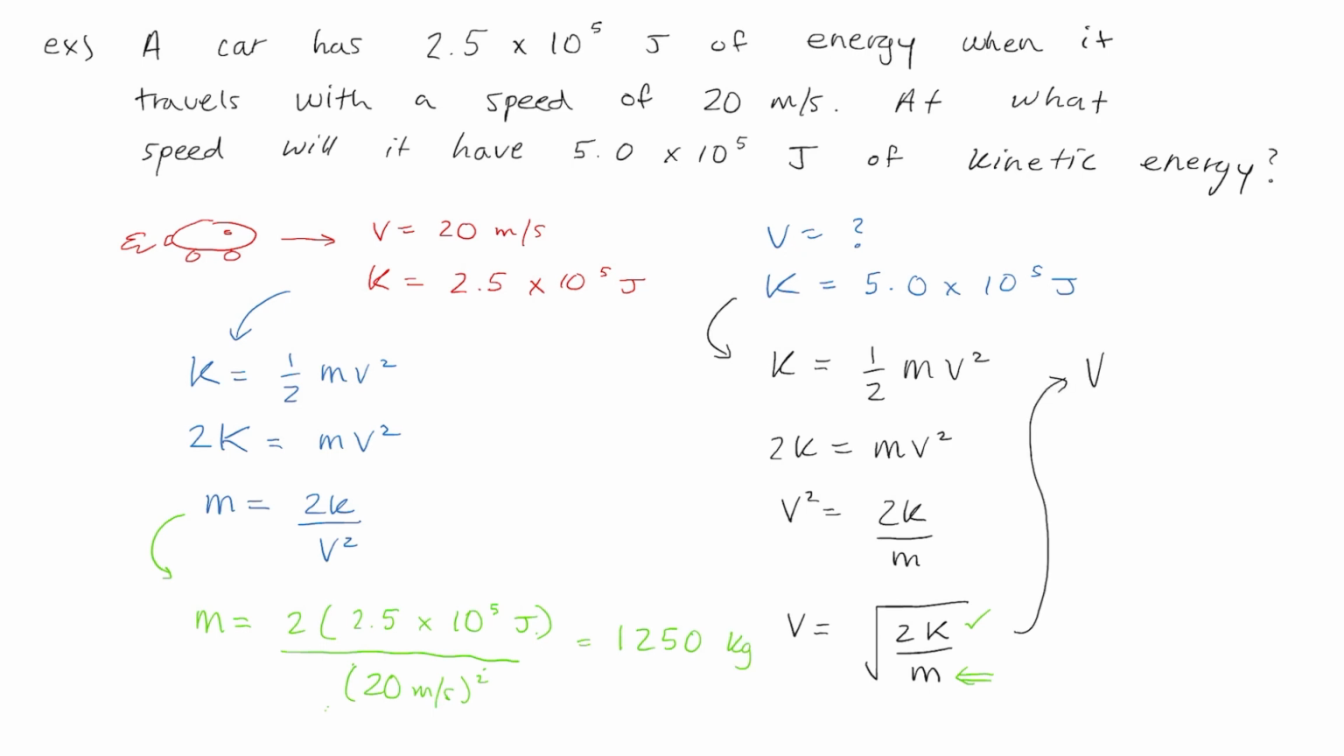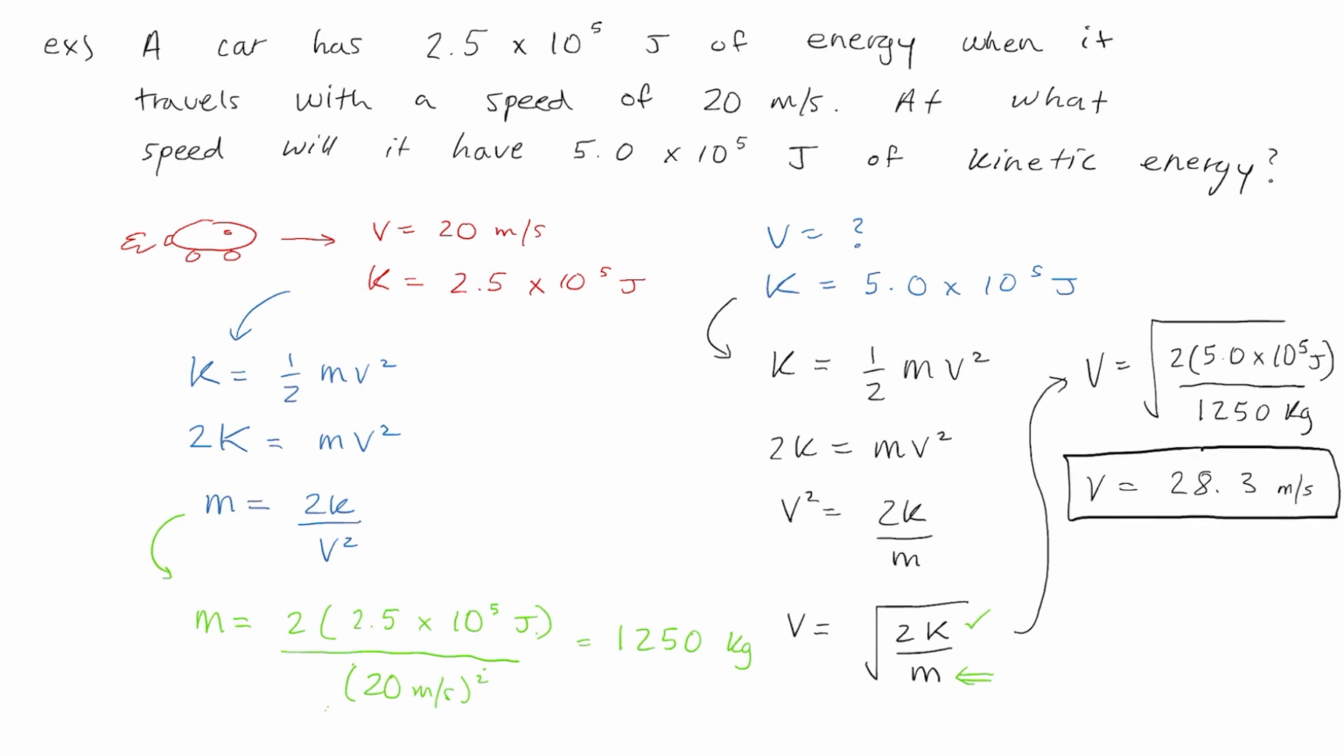And now we have everything we need to solve for the speed. All I have to do is plug in my values, and we find that the car's speed must be 28.3 meters per second in order for it to have 5.0 times 10 to the 5 joules of kinetic energy.